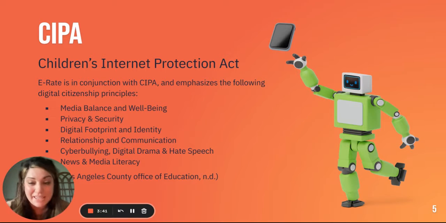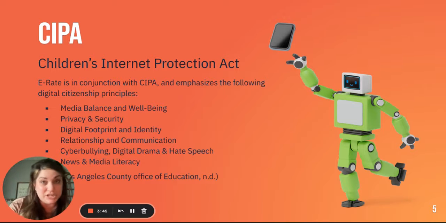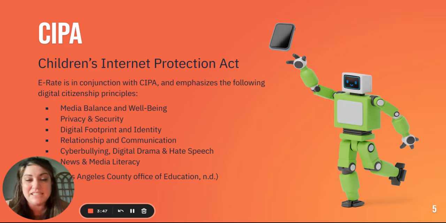CIPA is the Children's Internet Protection Act, and E-rate is in conjunction with CIPA and emphasizes the following digital citizenship principles. There's media balance and well-being, there's privacy and security, digital footprint and identity, understanding that anything you put on the internet is there forever. It will never be undone. No matter how hard we try to erase it, it's there.